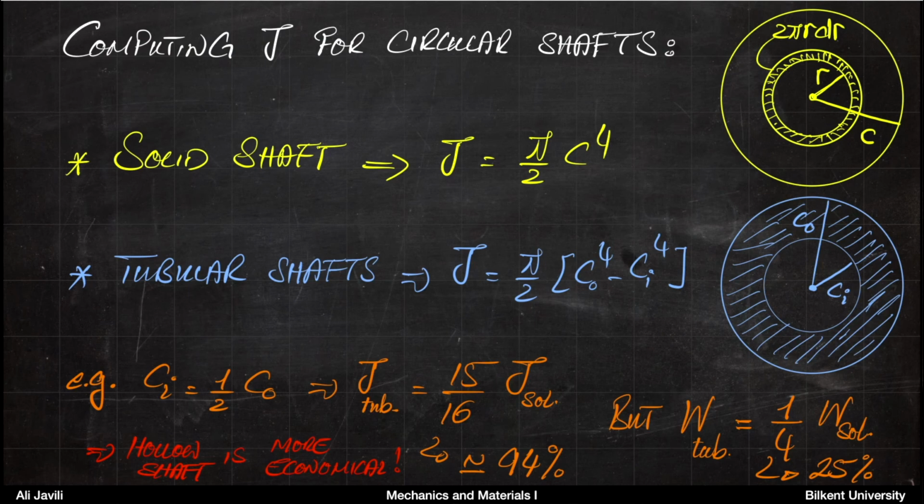In other words, you can basically cut 25% of your weight, but you cut only 6% of your polar moment of inertia. And if you remember, that polar moment of inertia immediately relates to your torque. So that means a hollow shaft is possibly a better shaft design for usual torsion problems.